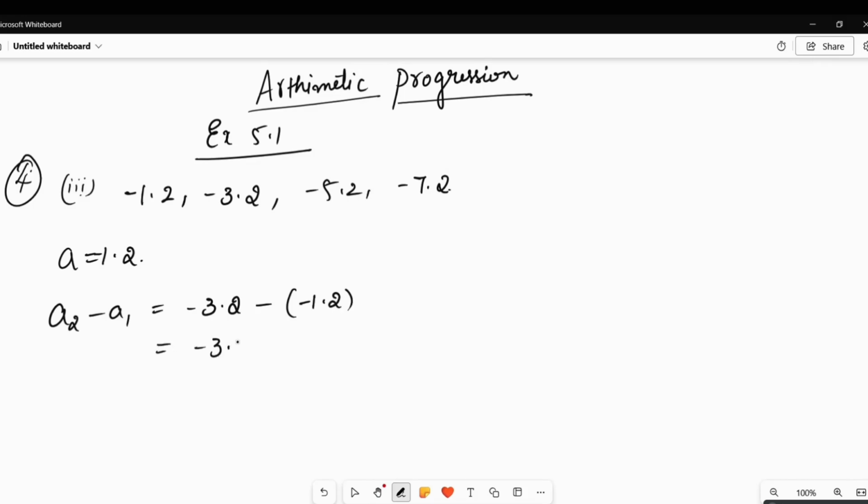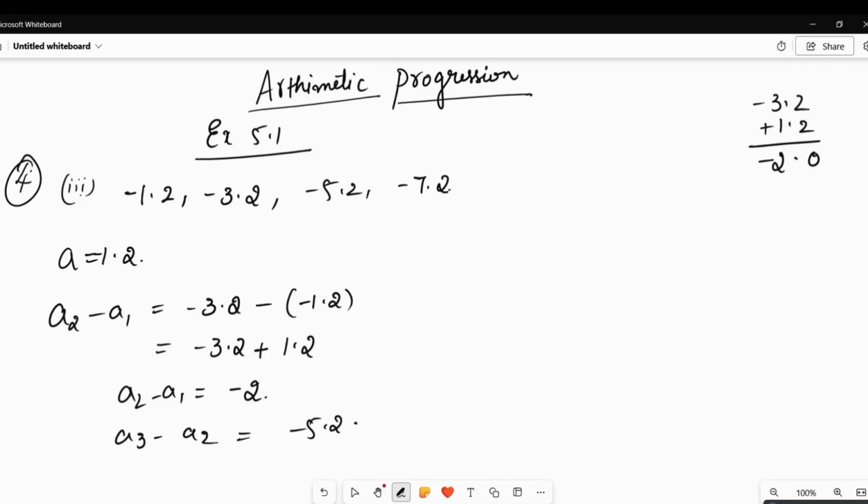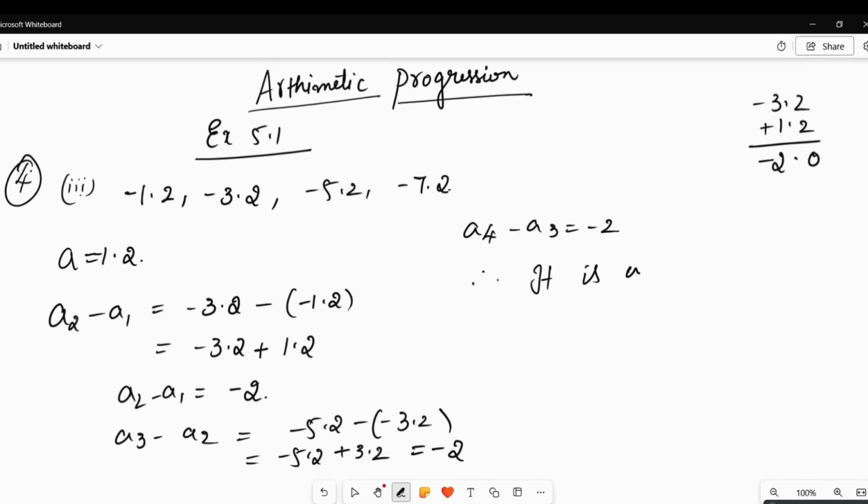So you will get minus 3.2 plus 1.2. So how much will you get? The difference is minus 2. So A2 minus A1 is equal to minus 2. A3 minus A2 is minus 5.2 minus of minus 3.2, that is minus 5.2 plus 3.2. This is minus 2 you will get. Then A4 minus A3 also you will get minus 2. Therefore, it is an AP.